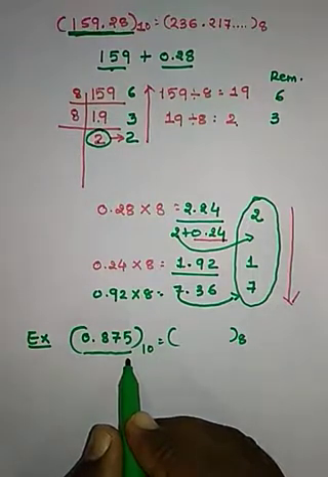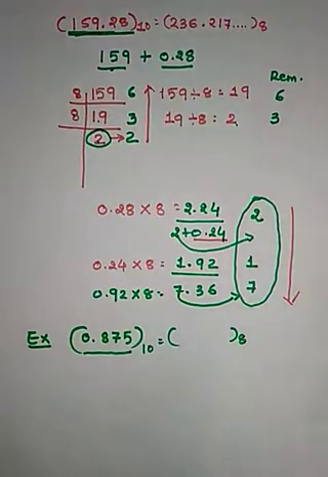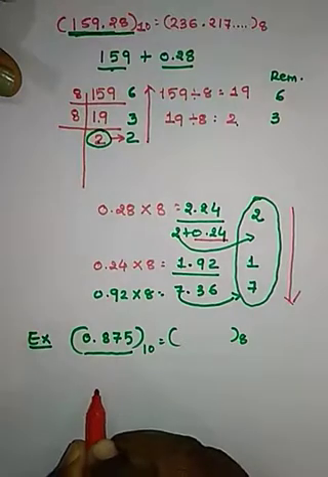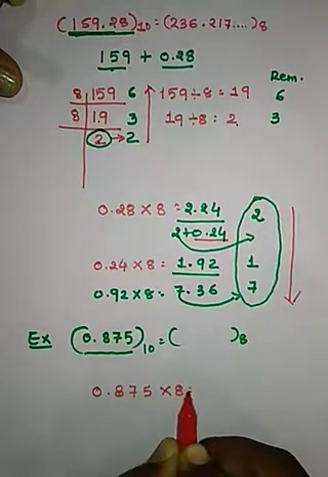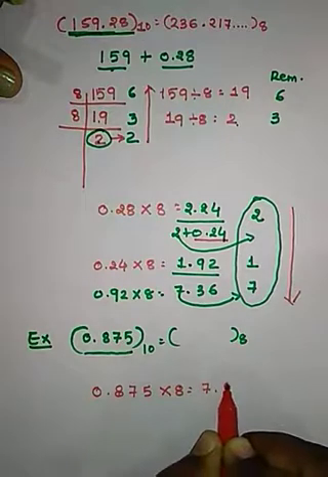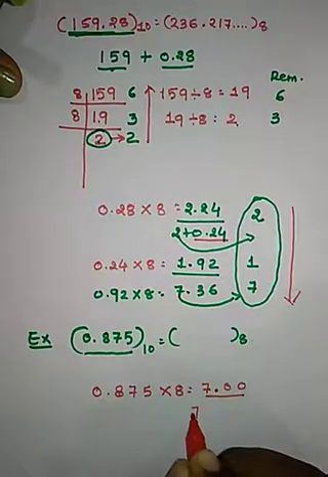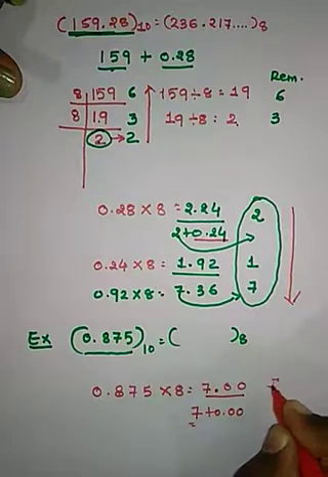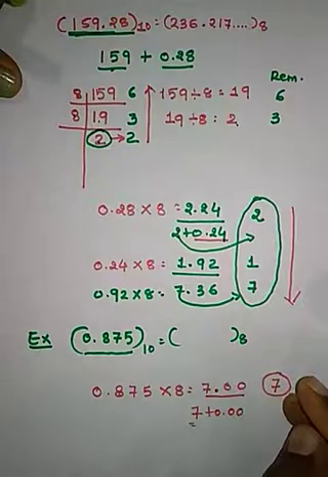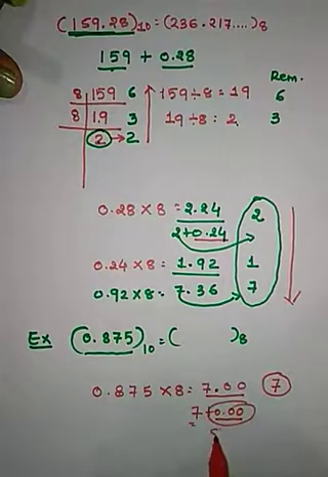So we have to follow the procedure by multiplication only. So here is 0.875 multiplied by 8. It's 7.00. Now make the two parts: 7 plus 0.00. So what will be the answer? 7. Okay, now see here, this 0.0 multiplied by 8 will be 0. So we have to stop here.